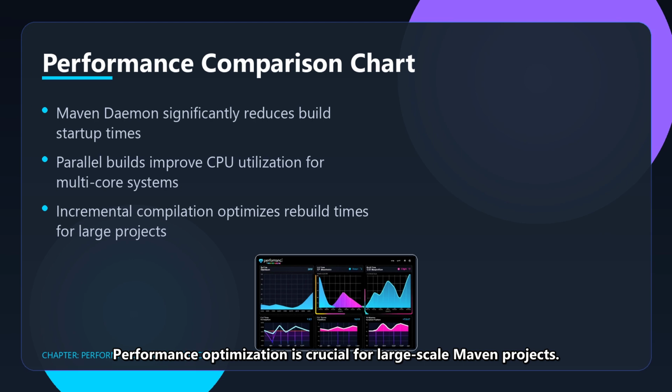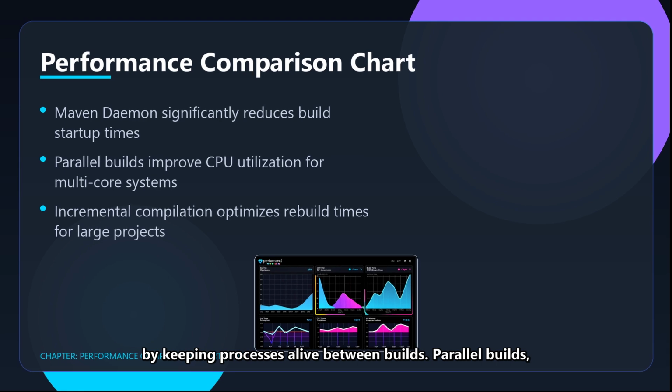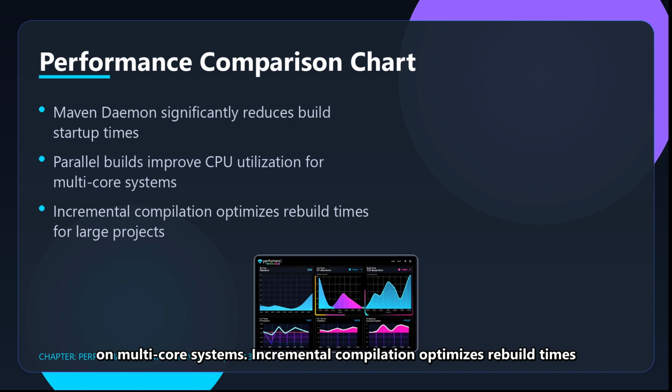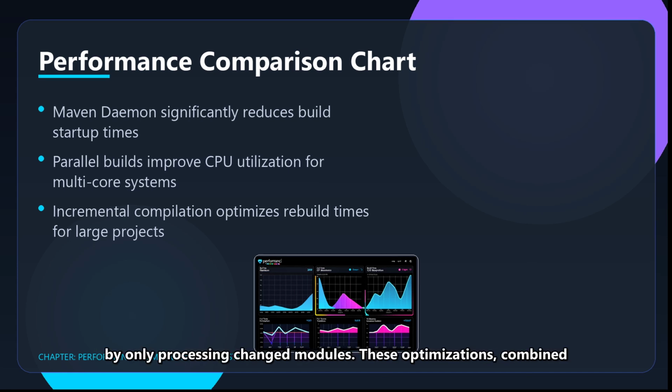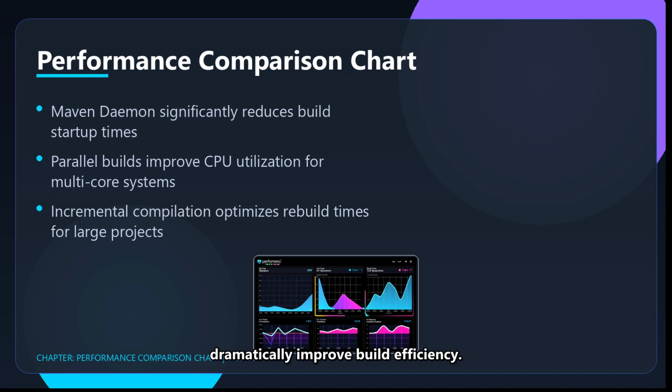Performance optimization is crucial for large-scale Maven projects. The Maven daemon significantly reduces build startup times by keeping processes alive between builds. Parallel builds, enabled with the -T flag, improve CPU utilization on multi-core systems. Incremental compilation optimizes rebuild times by only processing changed modules. These optimizations, combined with proper dependency management and repository configuration, can dramatically improve build efficiency.